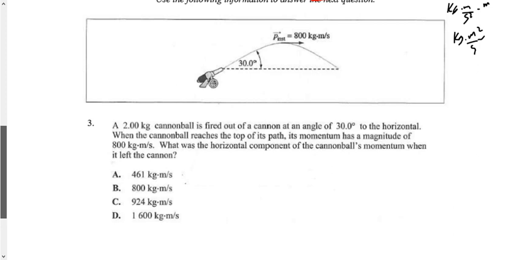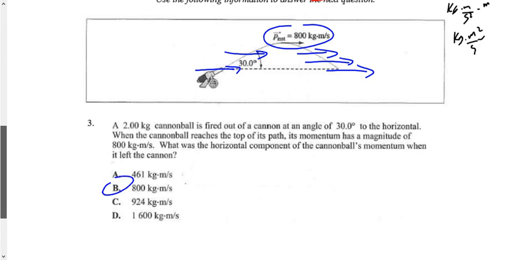All right. If this is the horizontal momentum at the top, then what's the horizontal momentum right here? And here, and here, and here, and here. It's the same. The vertical momentum changes everywhere, but the horizontal momentum doesn't because the horizontal velocity doesn't change. So the answer for that one is B.